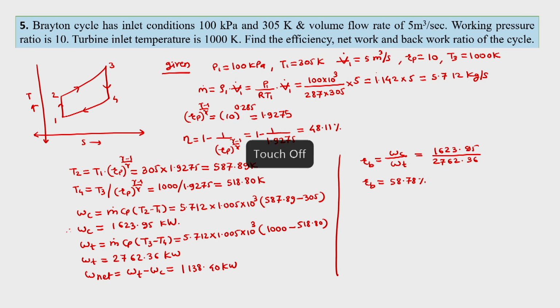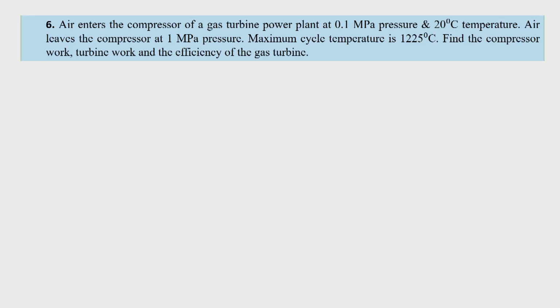New thing in this example was we were given volume flow rate in meter cube per second, so we needed to find it in kg per second. So next example, it states that air enters the compressor of a gas turbine at 0.1 megapascal pressure and 20 degrees Celsius. Air leaves the compressor at 1 megapascal pressure. Maximum cycle temperature is 1225 degrees Celsius. Find out compressor work, turbine work, efficiency of the gas turbine.